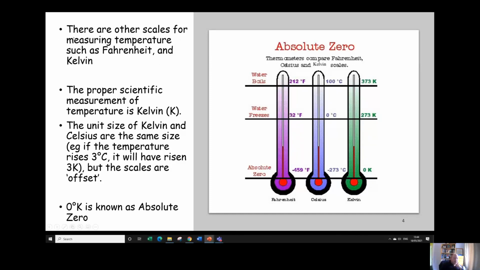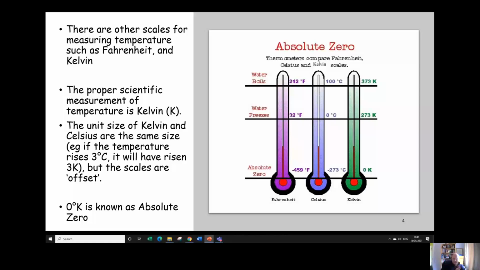And Kelvin, the proper scientific measurement of temperature, is Kelvin. The interesting thing about Kelvin is that each unit of measurement for Kelvin is exactly the same size as the unit of measurement for Celsius. The difference is that they are offset scales. Celsius is based on the freezing point and boiling point of water, whereas Kelvin is based on what's known as an absolute scale of temperature. 0 degrees Kelvin is the coldest that it is possible for it to ever be.